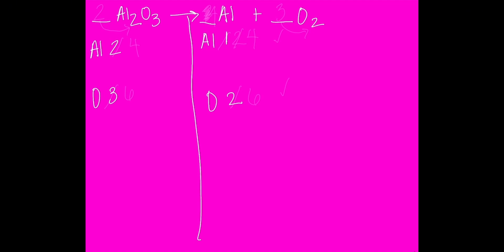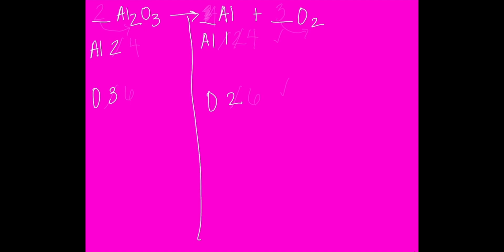When I look, I see that I am not balanced. My elements do not match. So now I am going to only change my coefficients. I'm not going to change anything else. I can't change my subscripts in order to become balanced. I can only change my coefficients.